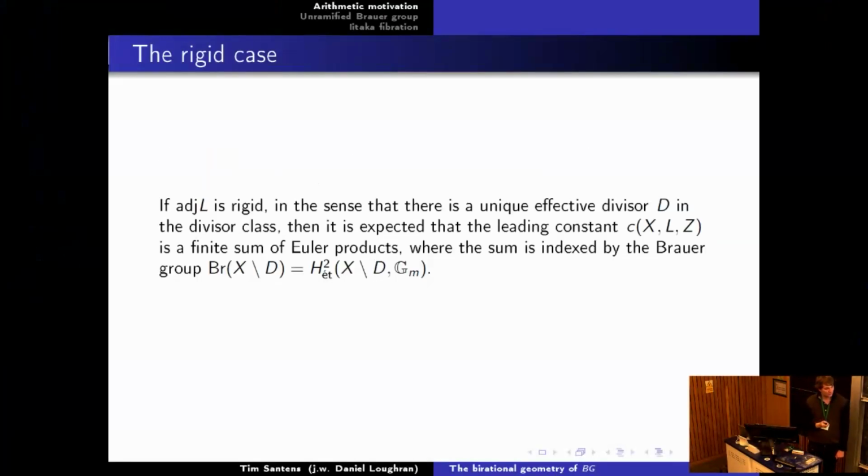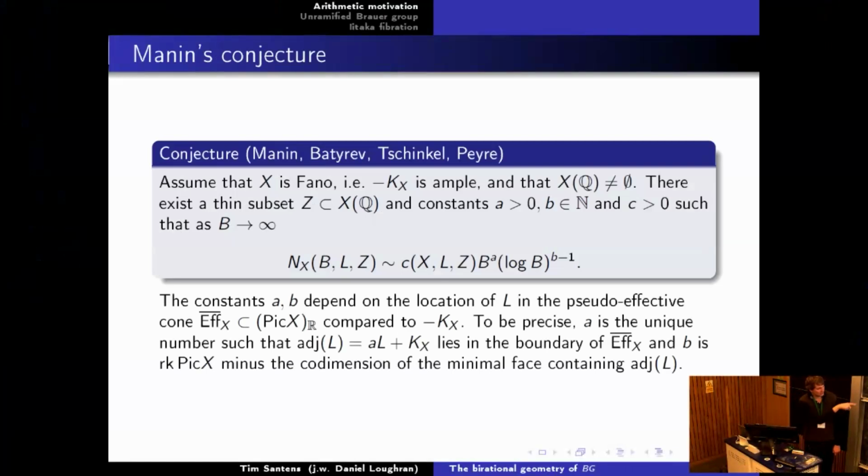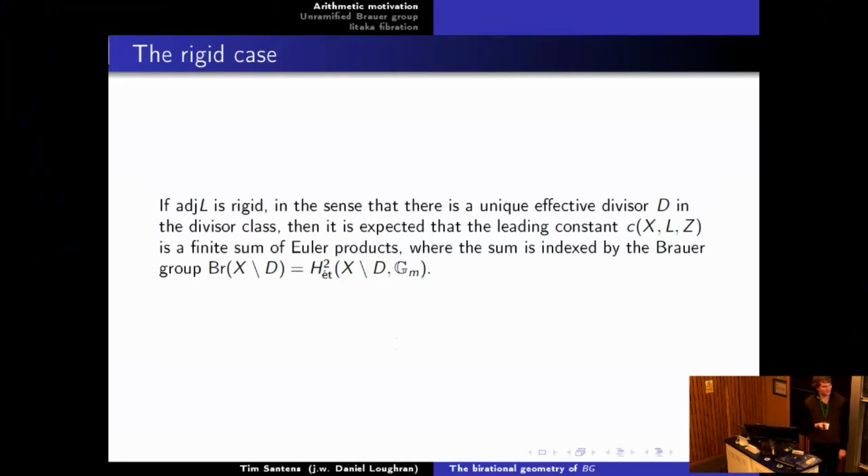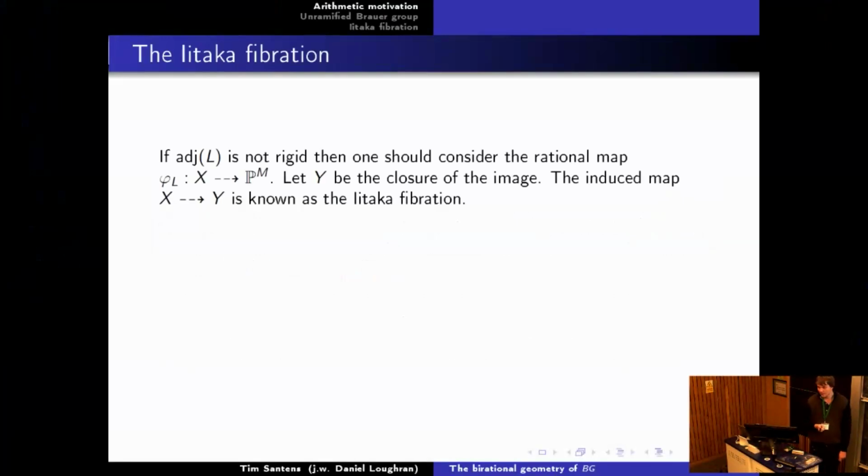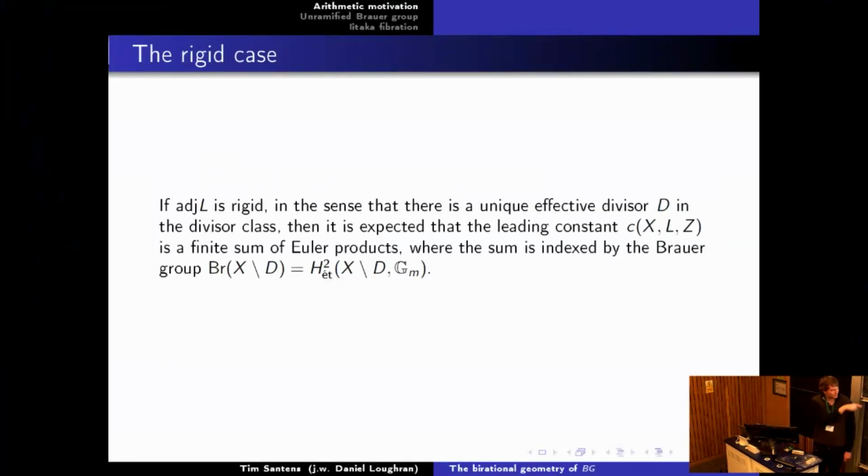Is adjoint L K_X plus L? Yeah, the adjoint L is K_X plus aL. It's known as the adjoint divisor, which is what it's called. The Brauer group should be modulo constants or something like that. Yes, definitely, otherwise it's too big.